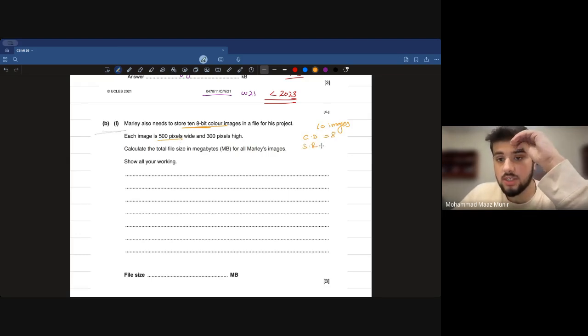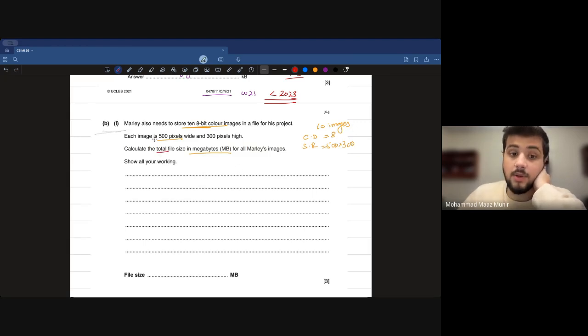So screen resolution is basically 500 x 300, and now we need to calculate the total file size in megabytes. So let's do it first for one picture and then multiply it with 10 to get the total file size, because it's saying total file size. Remember, this word "total" is really important, because if it clearly mentioned that you need to calculate the file size for one image, then you do not multiply by 10.